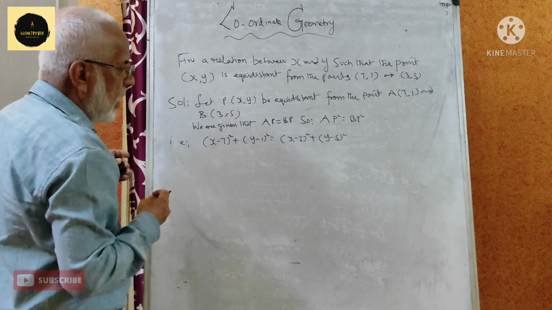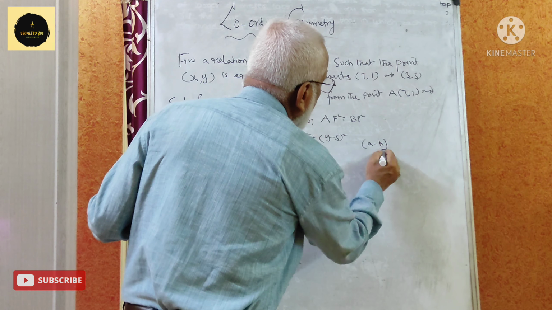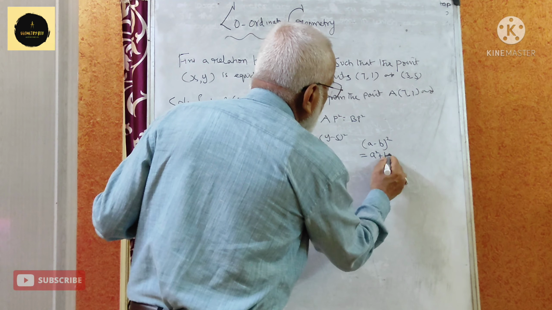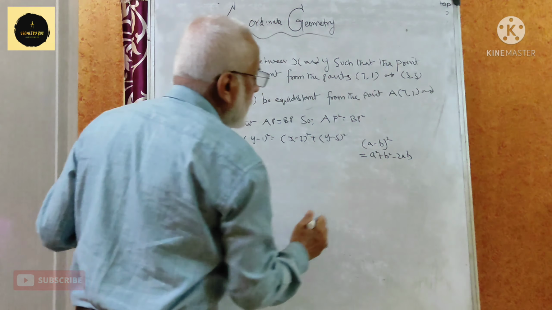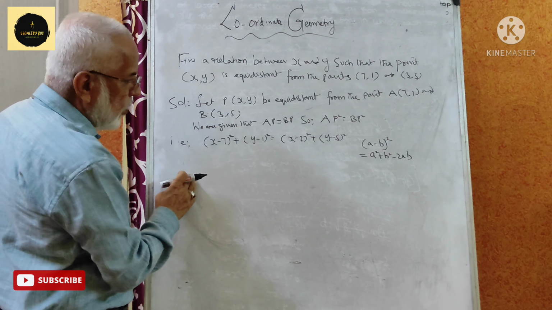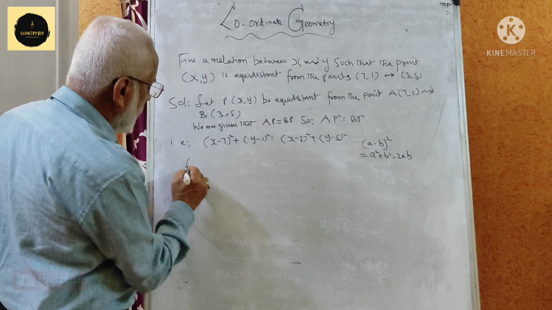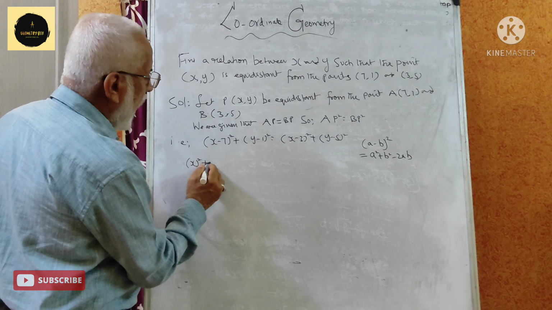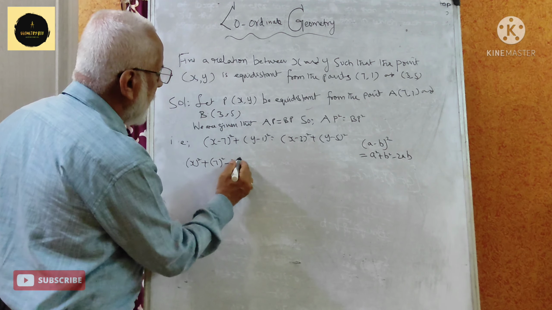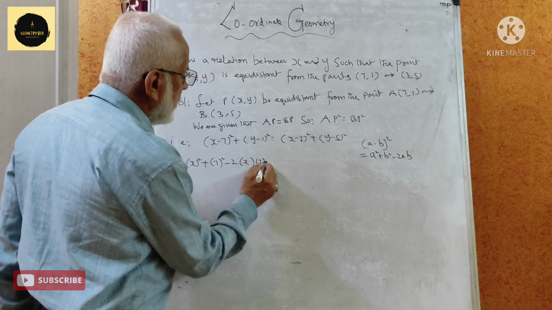Here we have to use the formula (a minus b) whole square equals a square plus b square minus 2ab. Here I have written (x minus 7) whole square. So in the place of a you have to write x, and in the place of b you have to write 7. So a square is x square, and then b square is 7 square, minus 2 into a into b, where a is x and b is 7.